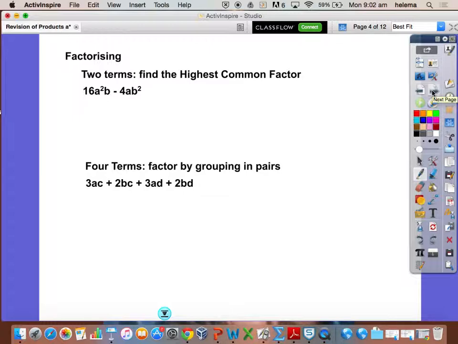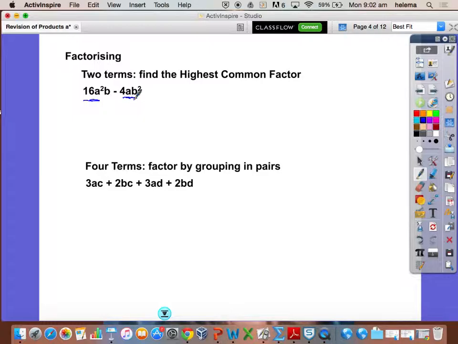Okay, factorizing. So we want to find the factors. This is the big equation. What are the factors of that equation? If you only have two terms, you just pull out the highest common factor, unless it's the special case of difference of two squares. This is not a difference of two squares. I can't easily find the square root of this or the square root of that. So I just take out the highest common factor.